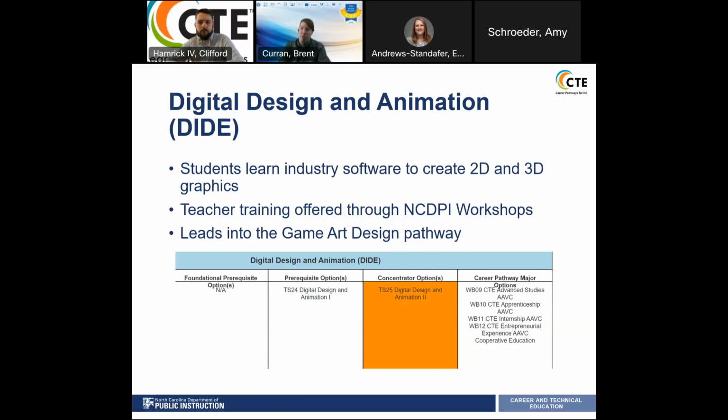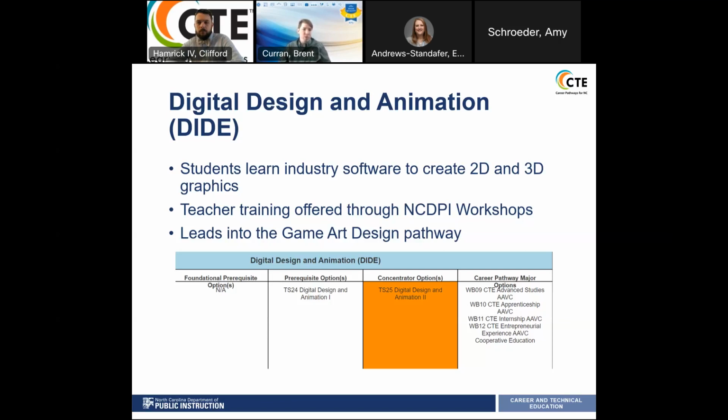So teachers don't have to miss any days of class to be trained in this, but there's no official required training. We're constantly offering workshops and professional development to help increase the skills for this. And this pathway leads into the game art design pathway, which I think is one of the more popular ones with students. So you'll see a lot of students start in the digital design and animation pathway, but they may not finish this pathway because they're primarily interested in game art and design.